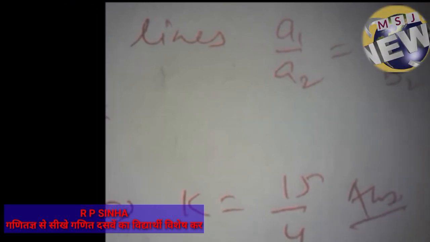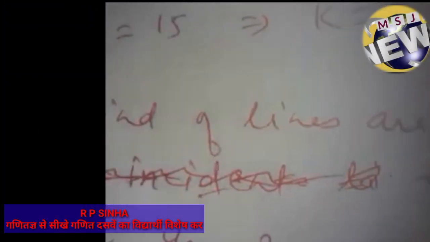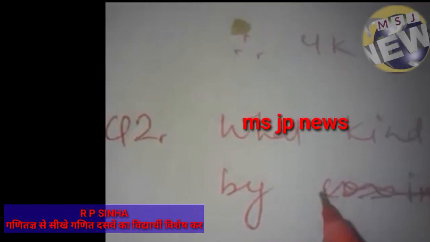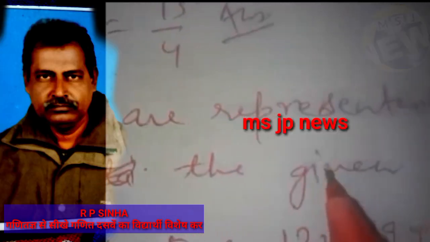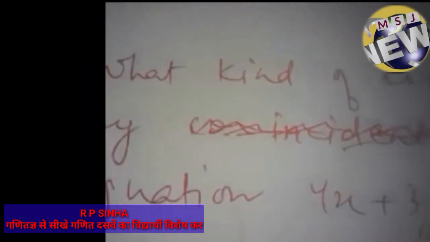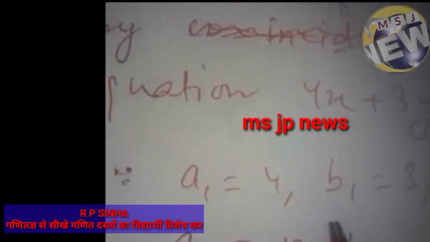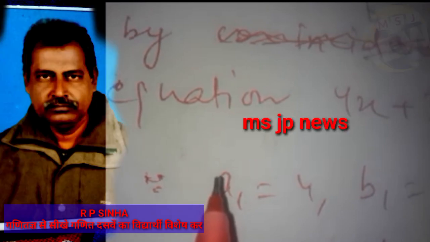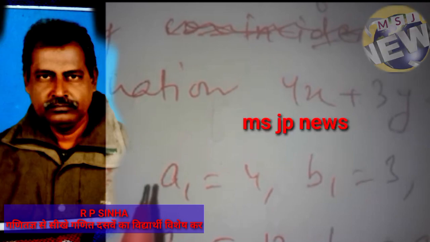Now the second question. Question number 2: what kind of lines are represented by the given equations? Here we have equations and we have to see what kind of lines. If we draw the graph lines, then what kind of lines will be represented by these two equations.